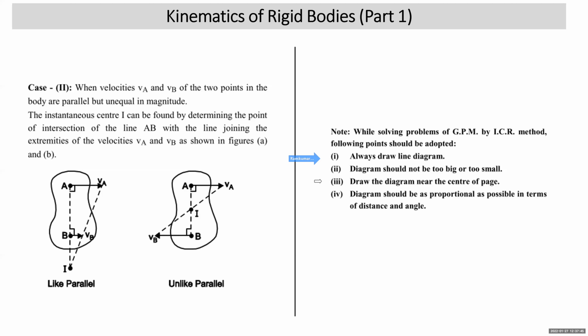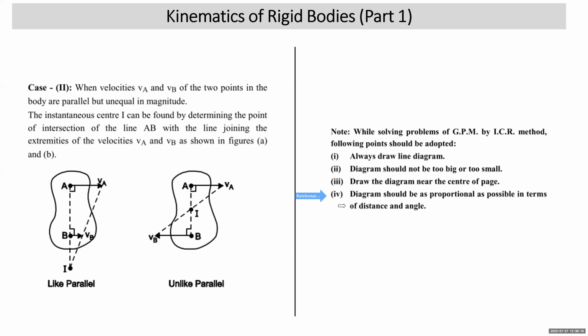Don't show the thickness of the bar or the thickness of the beams and all that. The diagram should not be too big or too small. Don't draw the diagram too big, otherwise it may go out of the page when you are proceeding with the solution. If it's too small, you cannot show the geometry inside the diagram. Draw the diagram near the center of the page. So as far as possible, you should draw the diagram near the center of the page.